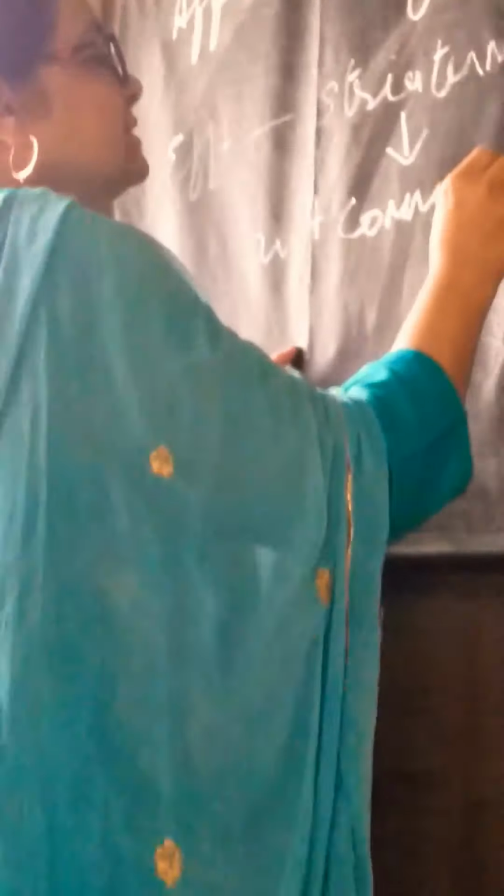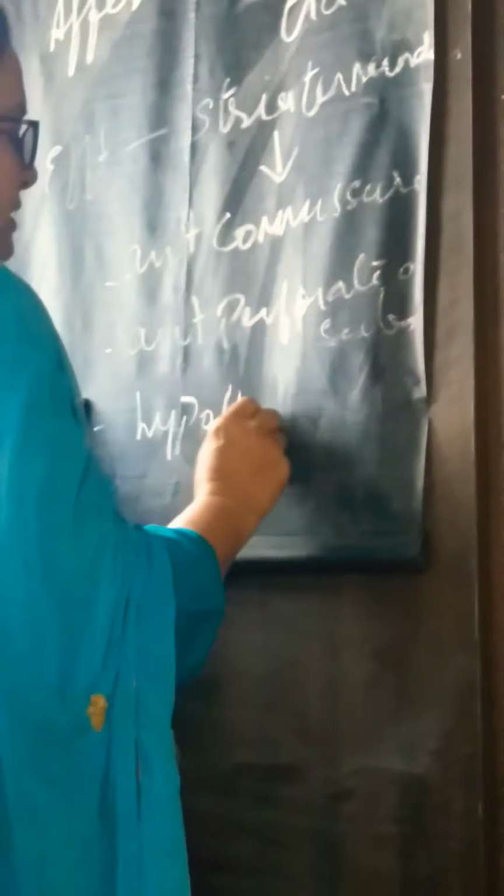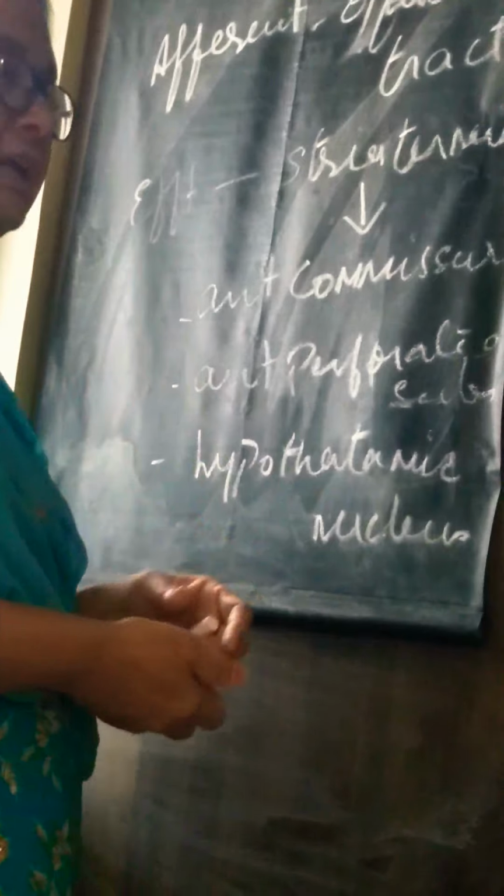Got it? It is connecting with the anterior commissure, anterior perforated substance, and the hypothalamic nucleus. Got it? So these are the efferent connections.